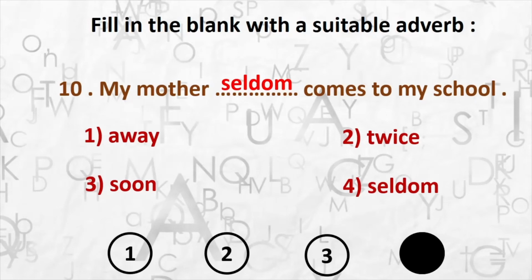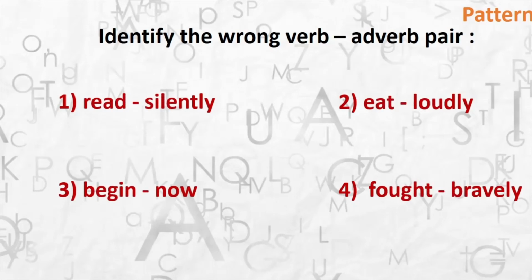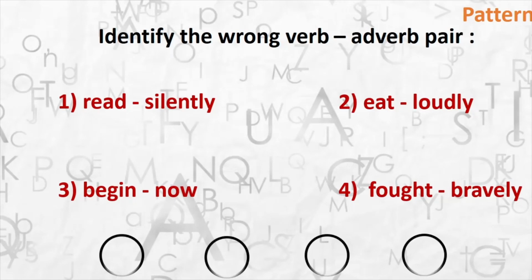So this was pattern 2 for you, children. Let's move on to pattern 3. Here is pattern 3 for you. Identify the wrong verb adverb pair. So you'll get 4 pairs of words. One will be wrong, the other 3 will be right. So you have to pick up the wrong pair. Here are the pairs for you. Read silently, eat loudly, begin now, fought bravely.